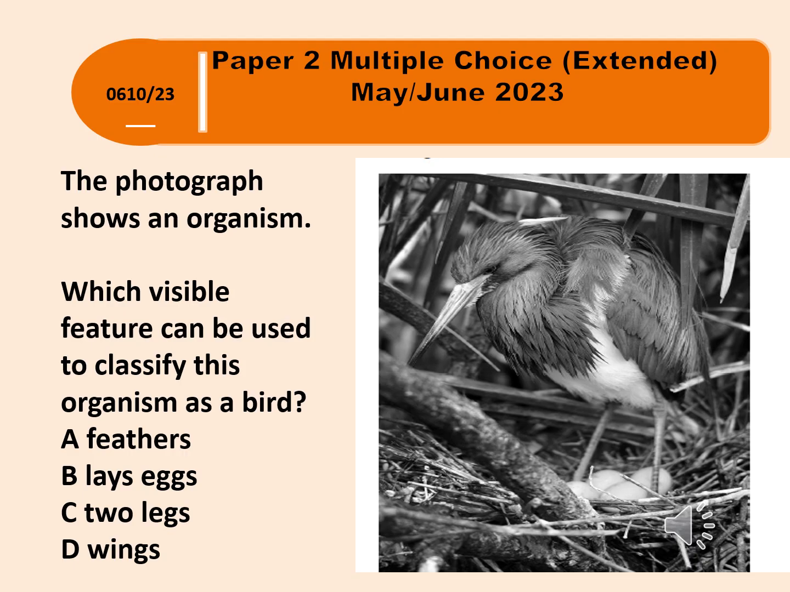Multiple choice question, May June 2023. The photograph shows an organism. Which visible feature can be used to classify this organism as a bird? A. Feathers. So no doubt feathers are characteristic for birds. Then the others, legs, but there are other species also which lay eggs. So answer is A, which is feathers.